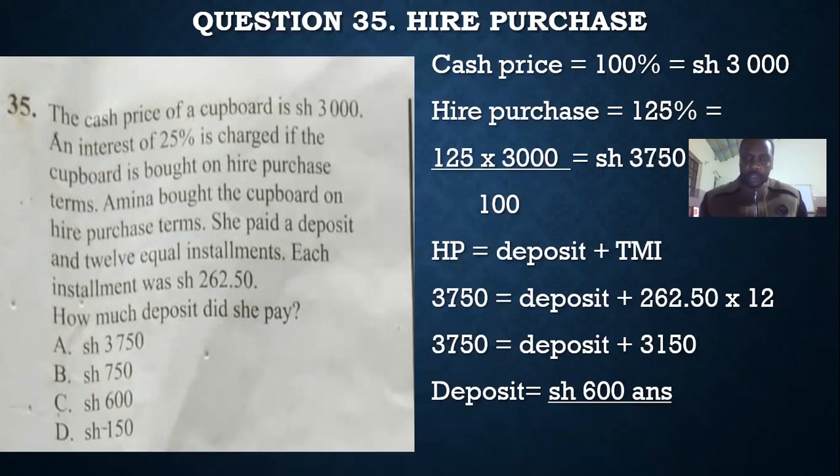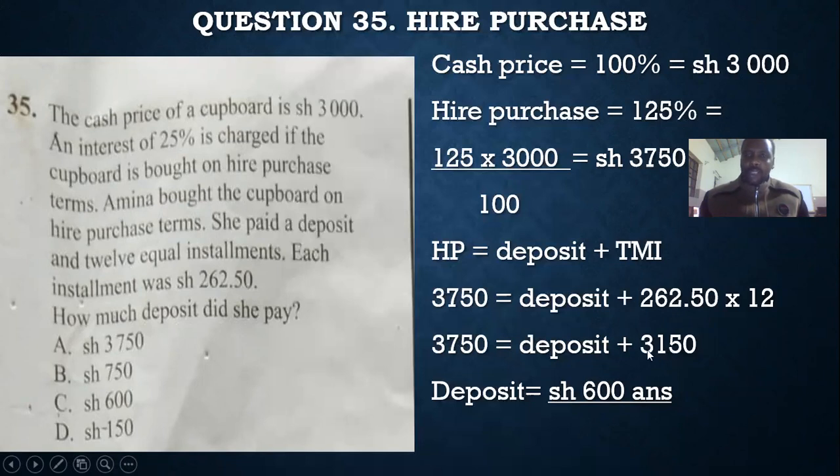So we substitute the formula. Where we have hire purchase, we put the hire purchase price, which is 3,750, equals to a deposit we don't know, plus 262 shillings and 50 cents times 12, because these are the installments. Each installment was paying 262, then we multiply by the number of months. And when you do that, we get that 3,750 is equals to deposit plus that 3,150. After multiplying, we get that 3,150.